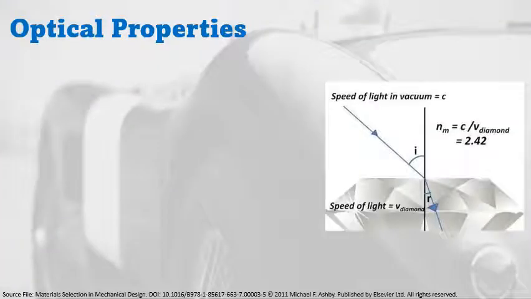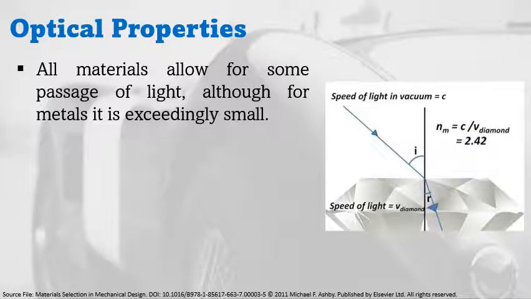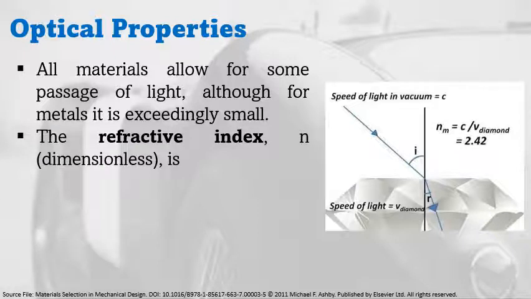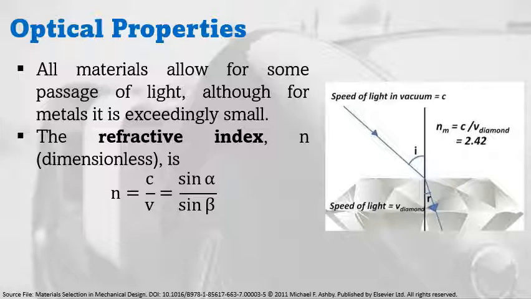Then we have the optical properties. The speed of light when in the material is always less than that in a vacuum. A consequence is that a beam of light striking the surface of such a material at an angle of incidence alpha enters the material at angle beta. Thus, we have the angle of refraction. All materials allow for some passage of light, although for some metals it's exceedingly small. The quantity that is used to describe this is the refractive index denoted by the symbol n. It is defined as c over v. C is the speed of light in the vacuum, while v is the speed of light when in the material.